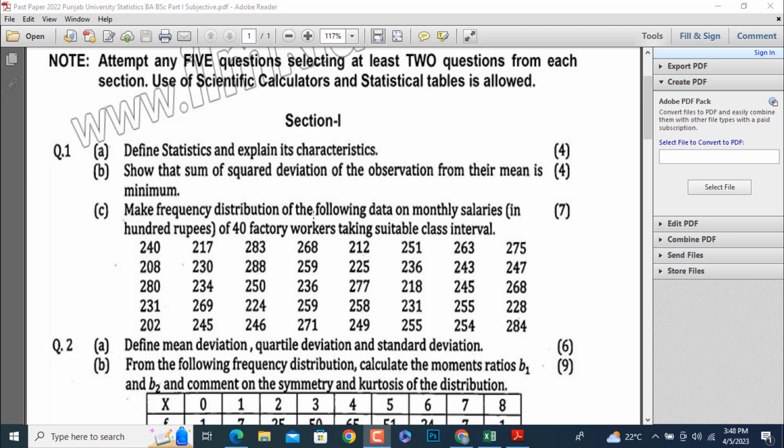Make a frequency distribution of the following data on monthly salaries in 100 rupees of 40 factory workers, taking suitable class intervals. So in this part of question number 1, we have to make a frequency distribution for the 40 factory workers who have earned monthly salaries in 100 rupees, which are here. So let's move to the solution that I have made in an Excel sheet.